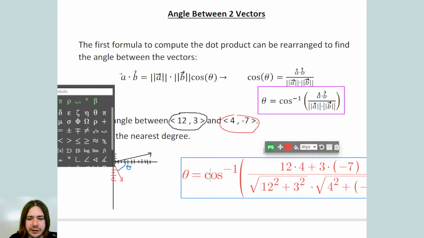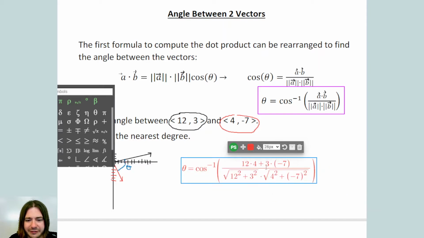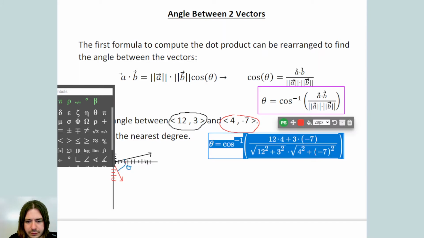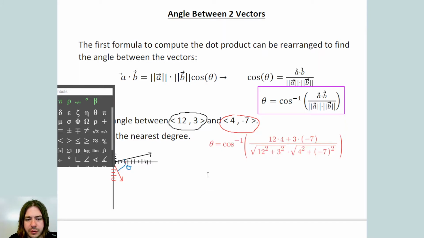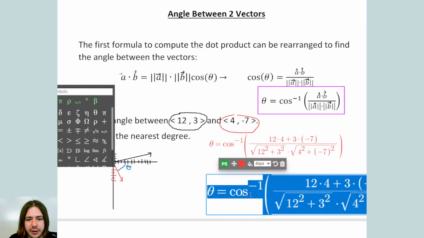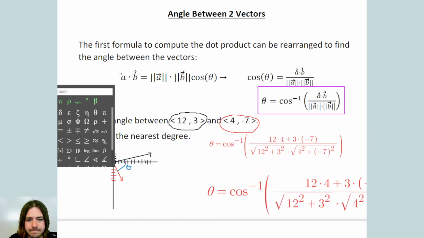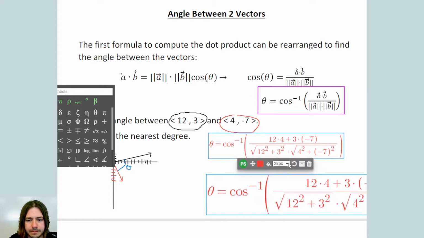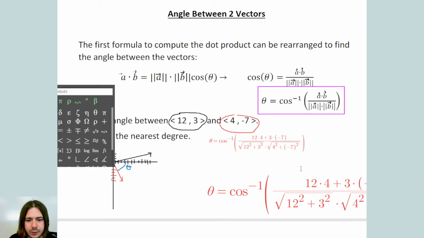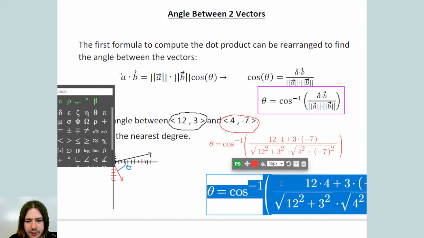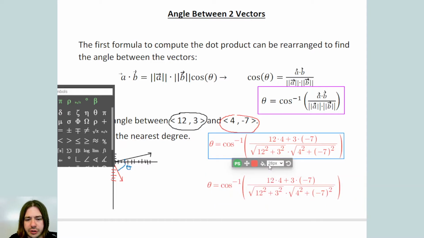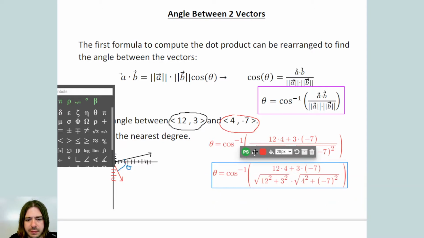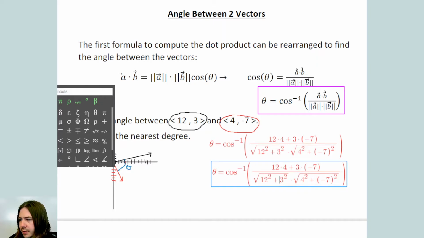And so here is the long setup. I might make this a little smaller so we can actually fit everything that we need to fit here. So as long as you could put all that in your calculator, you should be good to go. What I'll do here is just simplify piece by piece. Let's start with the dot product.